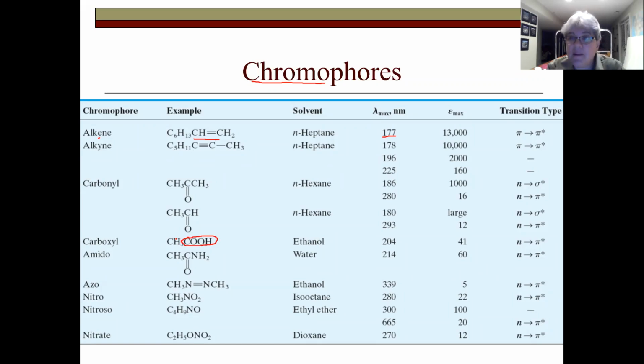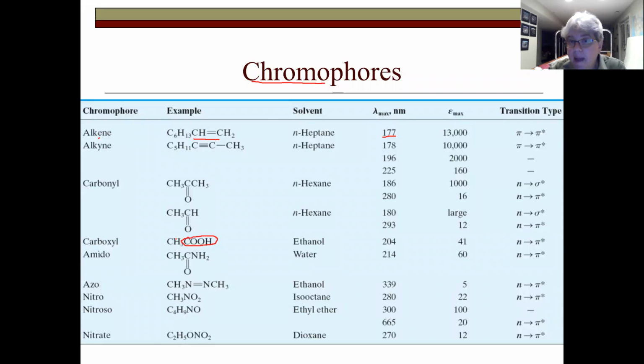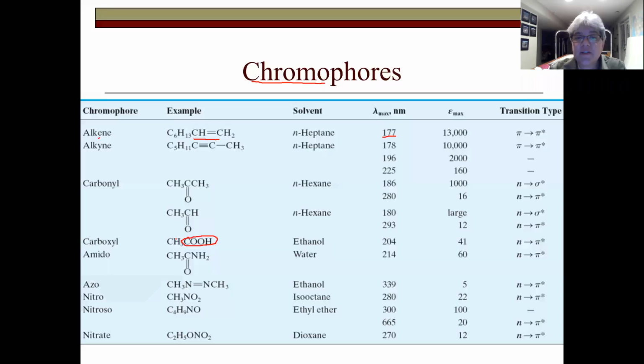You can look at tables and get approximate wavelengths for these. But those numbers, these lambda maxes, change if you change the solvent. Notice in this table, for each of these, it tells us what solvent they used. If you change the solvent, this lambda max will change.